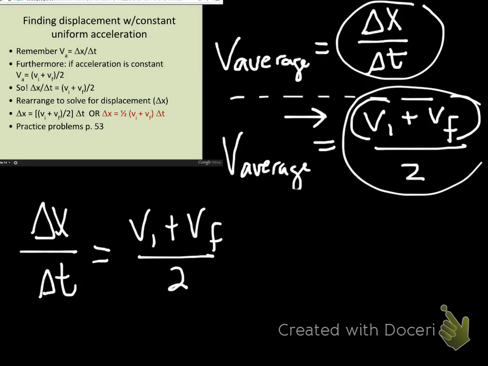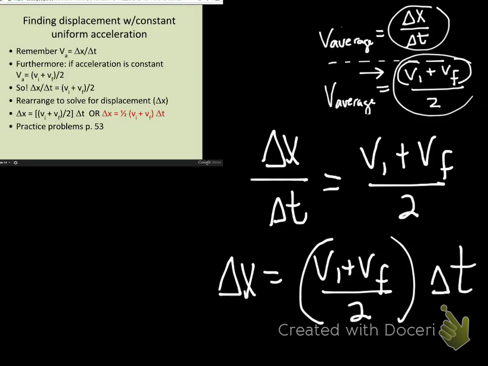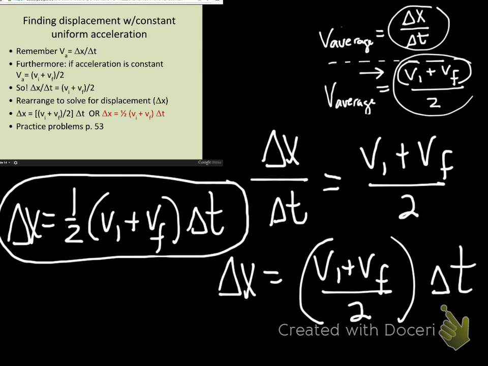Okay, now let's rearrange to solve for the displacement. Well, this is a perfectly respectable solution. We typically rearrange it to look like this. And that's the form that you'll probably want to record on your note card. Delta x equals 1/2 (vi plus vf) delta t. That equation just comes from these two equations for average velocity.